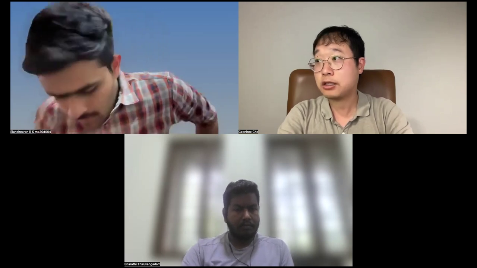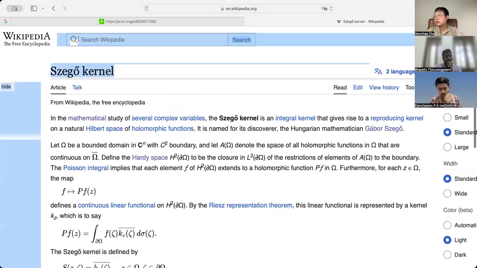Yeah, I completely understood what you say. So let me try to compare two different properties. Your first question is whether or not the Szego kernel is defined for any bounded domain in C^n. So let's just look at the Wikipedia description of the Szego kernel.